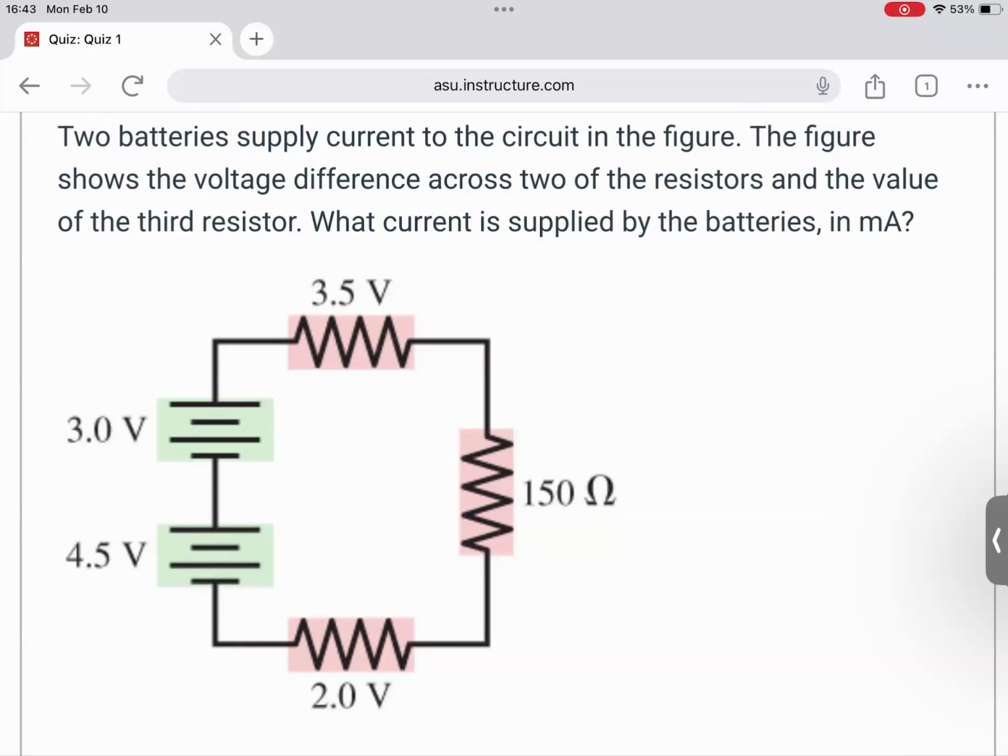Note the units, by the way. I asked for current in what? Milliamps. You must be able to convert between amps and milliamps. And this answer goes in D, not E, please. D.